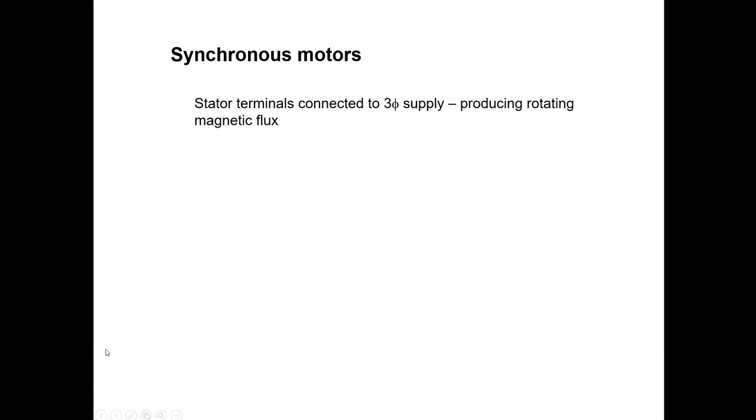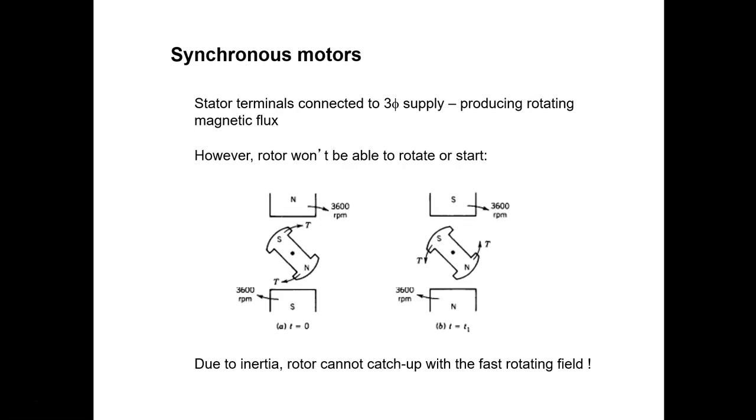When the machine is connected as a motor, we supply the stator terminals with a three-phase power supply. And we have seen earlier in the induction motor that when we supply the three-phase power supply to the three-phase windings on the stator, we will produce a rotating magnetic flux. The rotating magnetic flux is similar to having a north and south pole of a magnet rotating at a speed of, say, 3600 rpm as shown here.